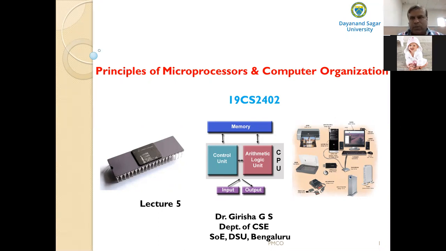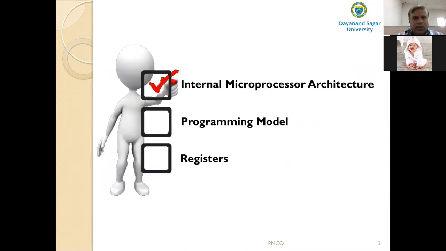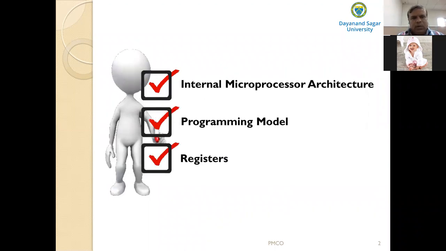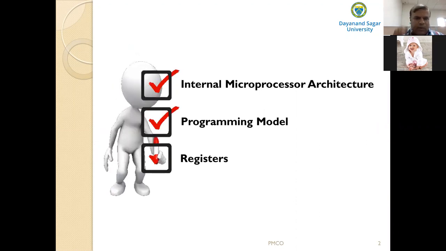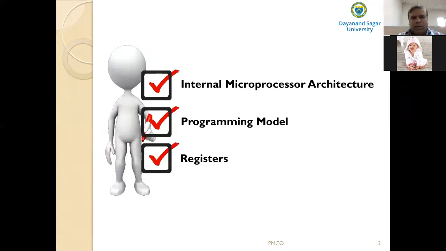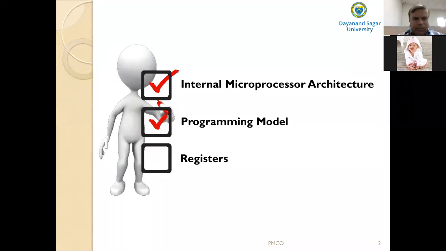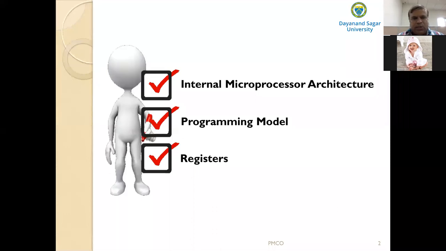That's all what I discussed in the previous class. So this is today's agenda. We'll discuss the microprocessor and its architecture. Here we'll discuss the internal microprocessor architecture, which contains the programming model and the registers.